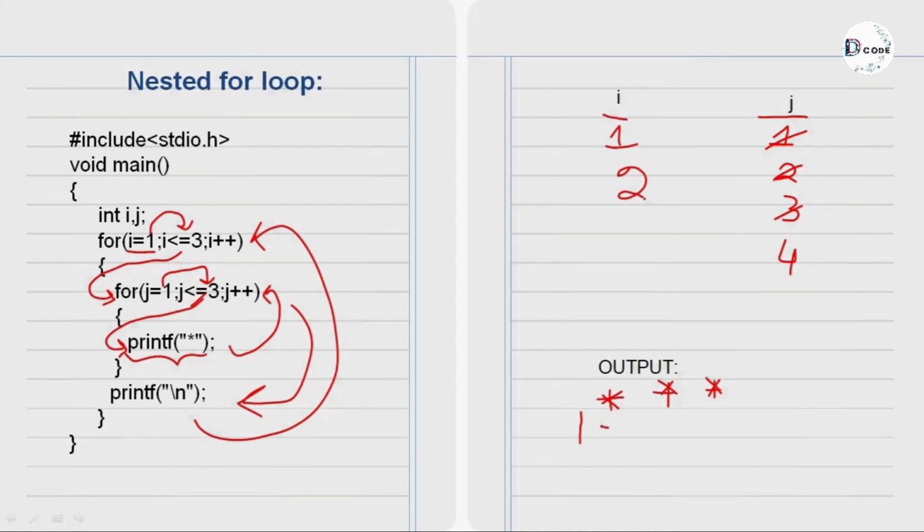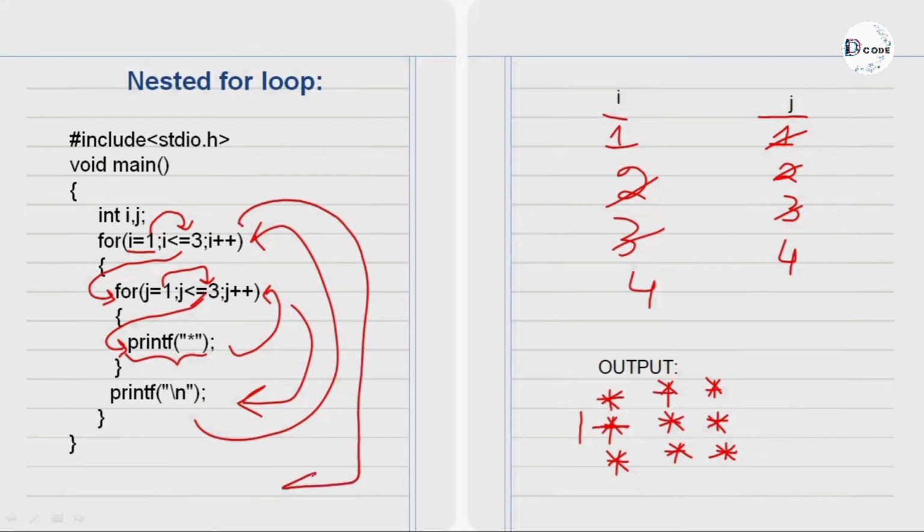So the output will be another row of stars, and after that I value is increased to 3. So again the control moves into the for loop and executes another row. Now the I value is increased to 4. Since 4 is not less than 3, the control exits the for loop.